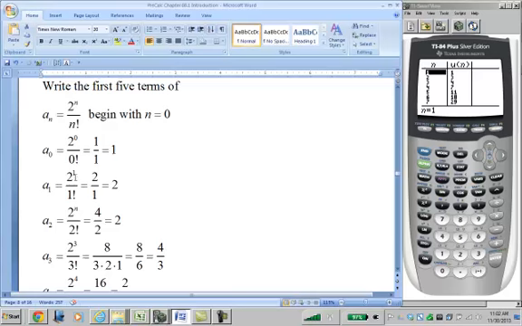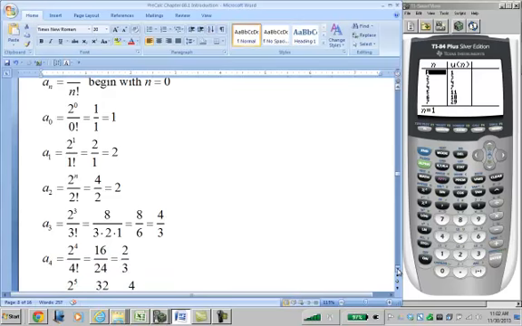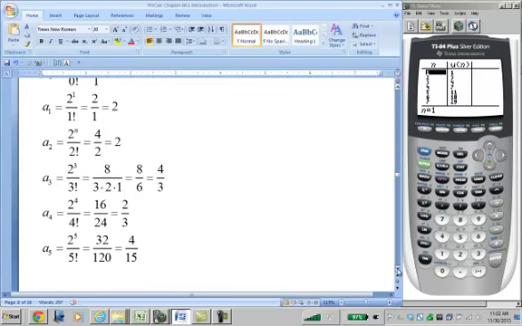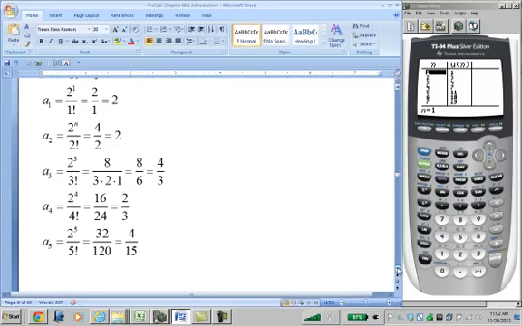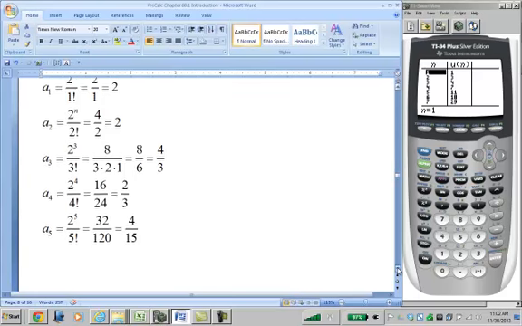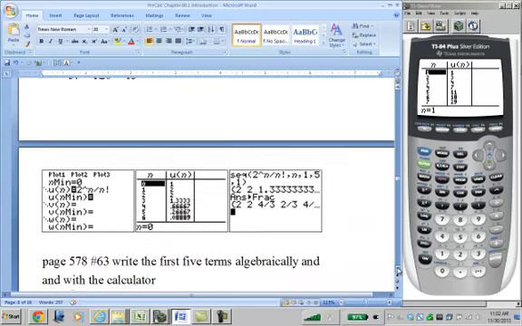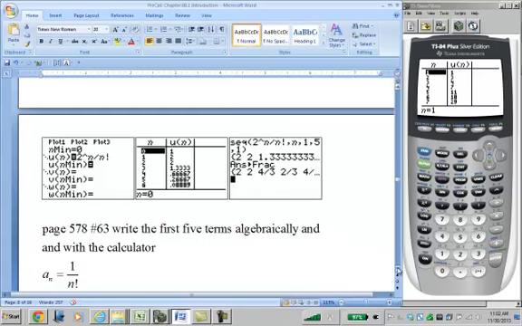Okay, a sub 1, 2 to the first over 1 factorial, so it's just 2. Then 2 to the 2nd over 2 factorial, 4 over 2 times 1, is 2. And then a sub 3 is 8 over 6, which is 4/3, then 2/3, 4/15, and so on. And then here it is on the calculator.